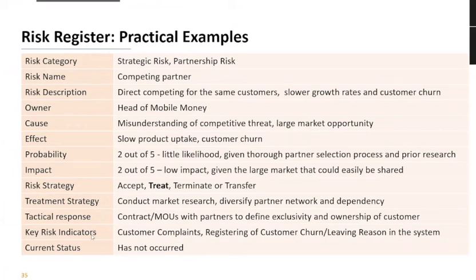And then we have a key risk indicator: customer complaints, registering of customer churn or leaving reason in the system. And here again, whatever system you use has to support this feature. When the customer is closing an account or leaving the bank, that information about the reason has to be supported by the core banking system. And current status: has not occurred.